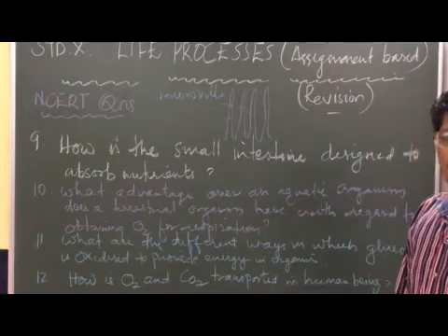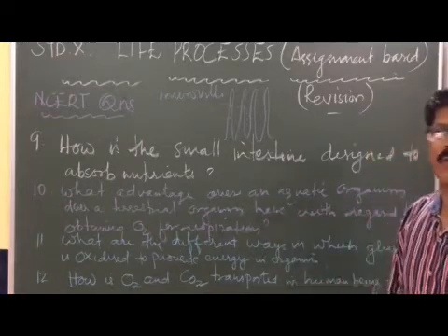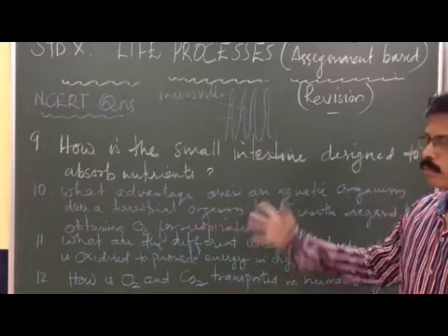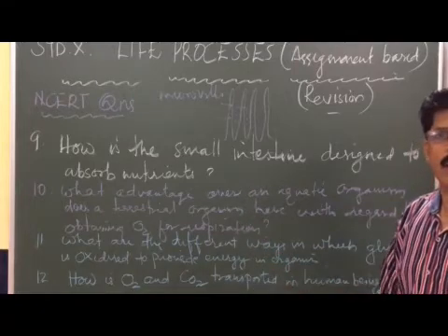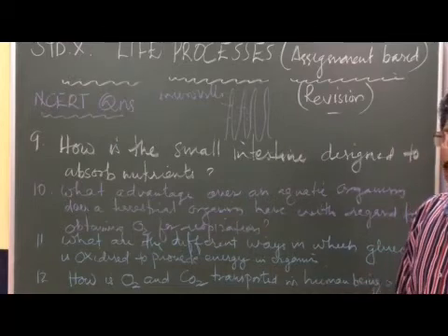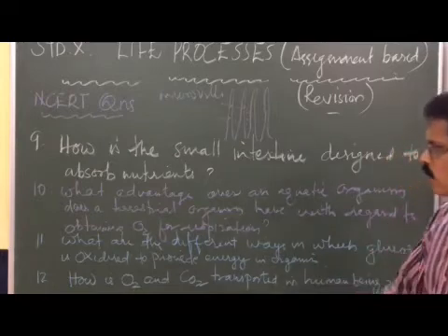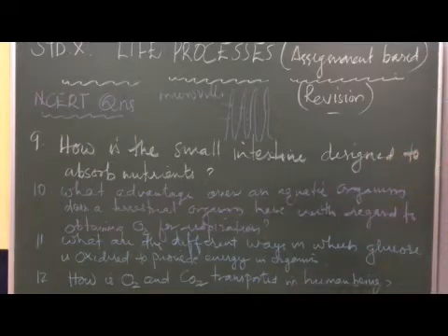Now this pyruvic acid is transported to the mitochondria, and in the presence of oxygen, the pyruvic acid is broken down into energy, carbon dioxide, and water. Now the last question, how are oxygen and carbon dioxide transported in human beings?